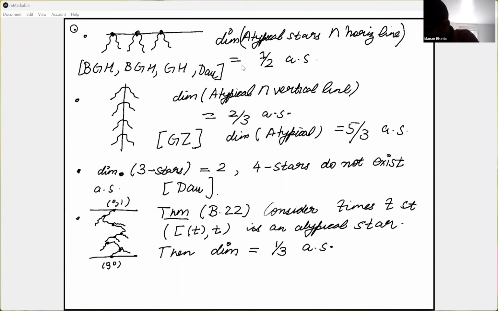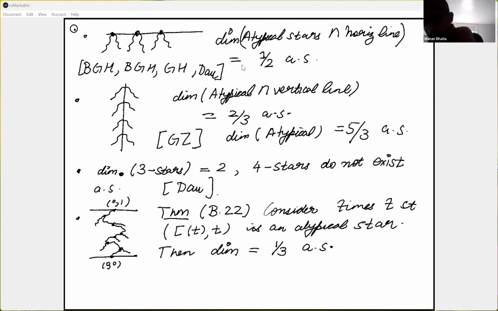So we just want to compare with this result by Ganguly and Zhang, where they say that on a vertical line, the dimension is 2/3. But here we are saying that if instead of a vertical line you took a geodesic, then the dimension drops down and it's 1/3 now. So in this sense of exceptional behavior, there are fewer exceptional points on a geodesic than in a typical region.